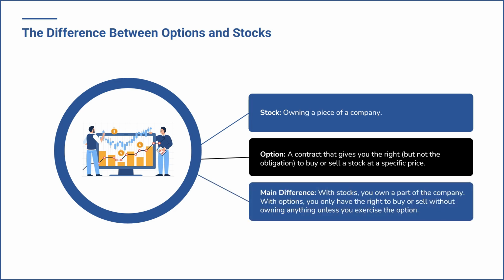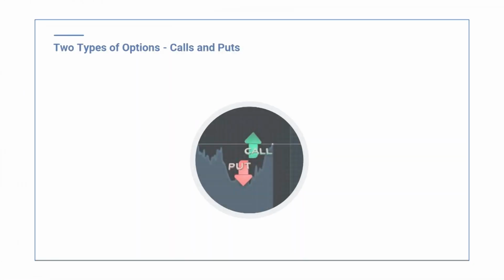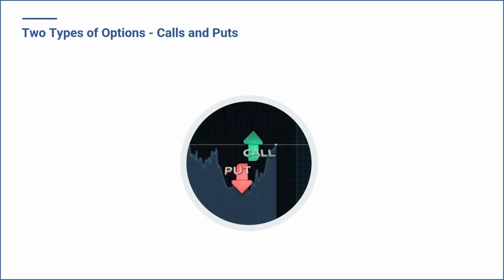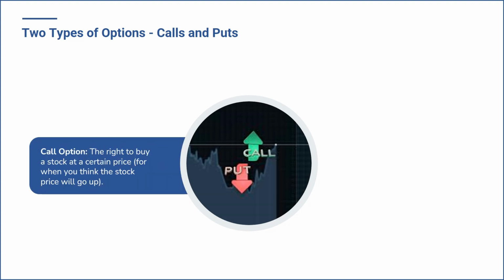Now, the main difference is with stocks, you own a part of a company. With options, you only have the right to buy or sell without owning anything unless you exercise the option. Exercise means unless you sell the options, right? Now, we have two types of options. We've got calls and we have puts. Now, what is a call option? The right to buy the stock at a certain price for when you think the stock price will go up.